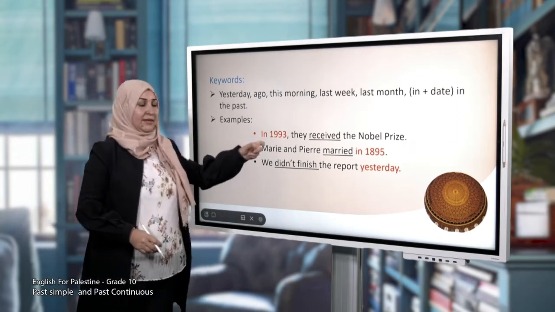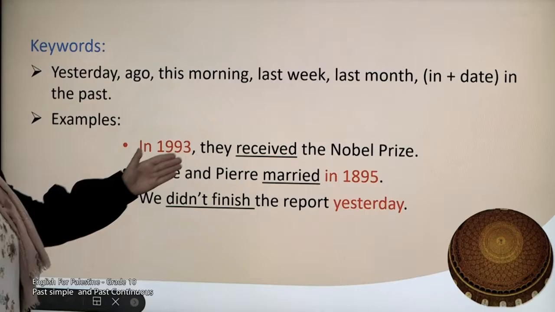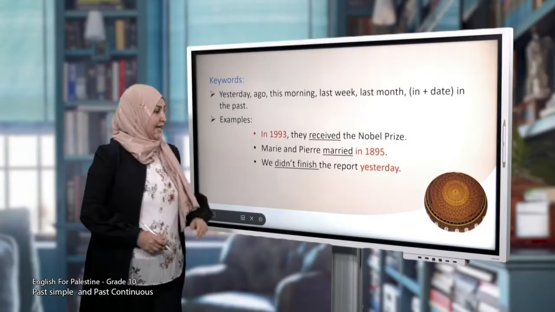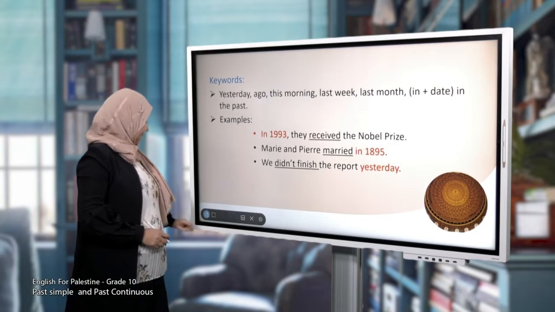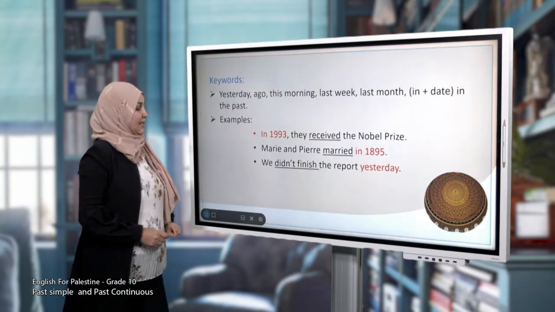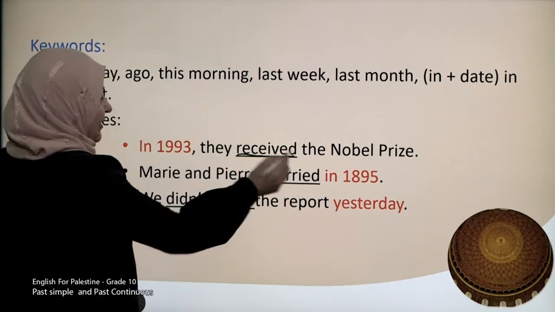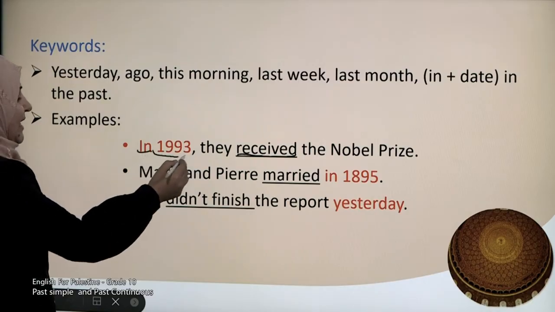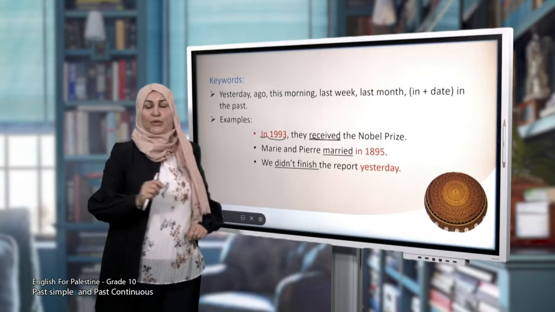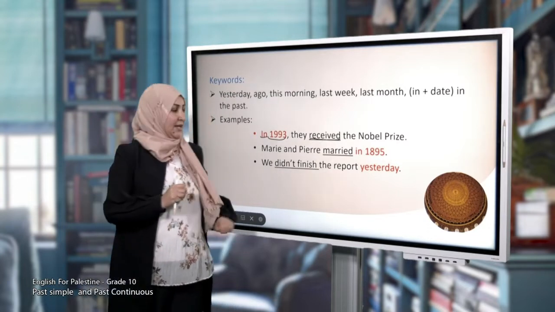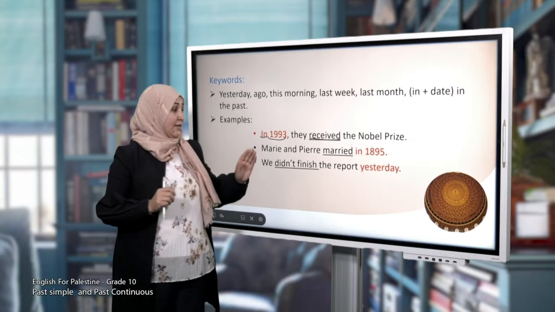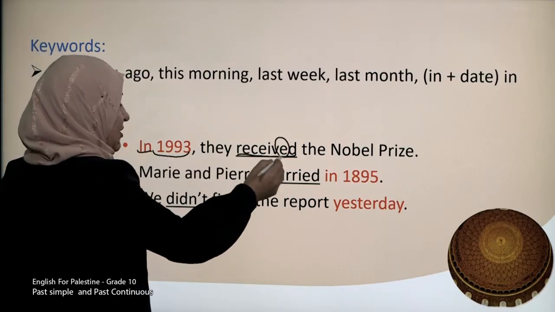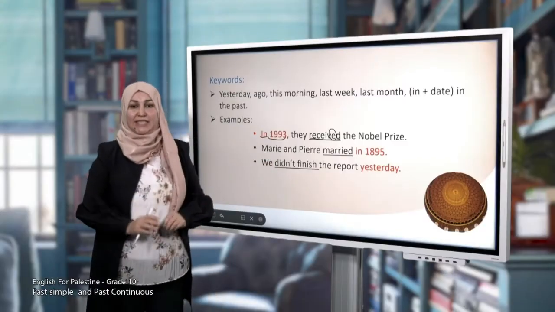Number 1. In 1993, they received the Nobel Prize. Here the verb is receive, and we have in plus date in the past, so we use the simple past. The verb ends with e, so we only add d.